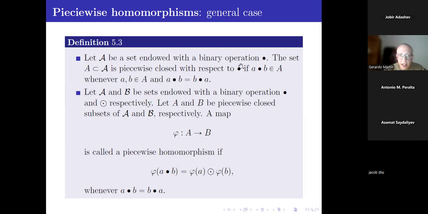Now, if we consider a set endowed with a binary operation, we say a set is piecewise closed with respect to this product when, for any two elements whose product we take, they commute. Now, let's consider two sets with a binary operation, and let A and B be piecewise closed subsets of these two sets. Then a map is called a piecewise homomorphism if it satisfies this property whenever A and B commute.